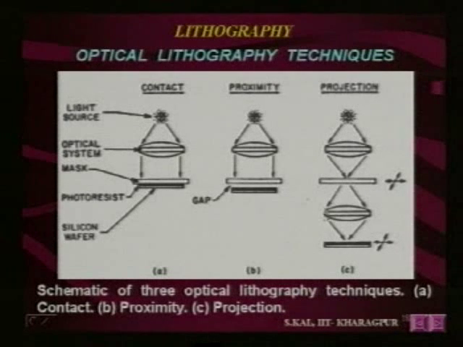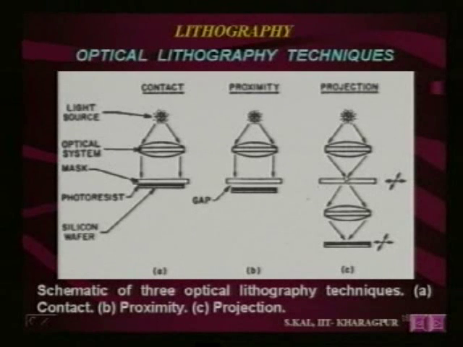So the third one is the projection alignment technique. The projection alignment technique is totally different from the contact and proximity printing techniques. Here the optical source, which is the ultraviolet source, is initially diverging in nature, and then it passes through the optical system. This optical system contains many lenses of different types, concave, convex, plano-concave, plano-convex, or certain mirrors. So lens arrangements are there, and when the UV light beam comes out of this optical system, it is again focused to a point.